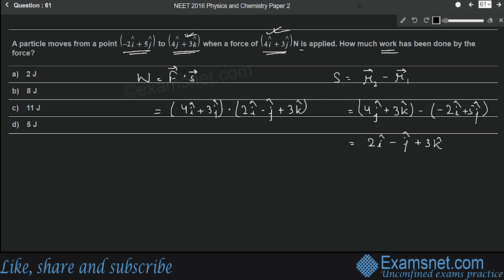In a dot product we simply multiply the same components. So for i cap it will be 4 into 2, that is 8, minus 3 into 1, so 3, plus the k component, which in the force is 0, so it will be 0. So 8 minus 3 is 5, and the unit of work done will be joule. So 5 joule, which means option D will be the correct answer.